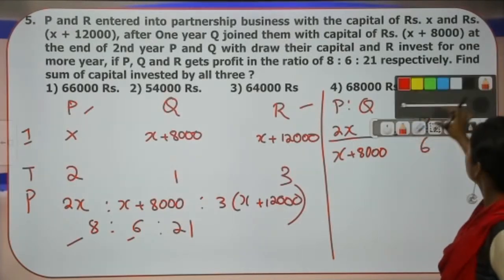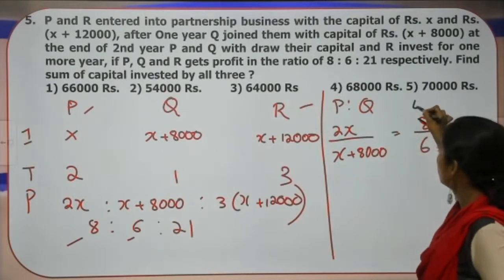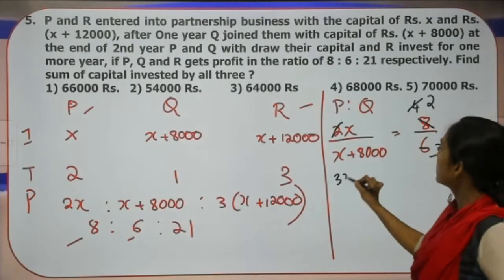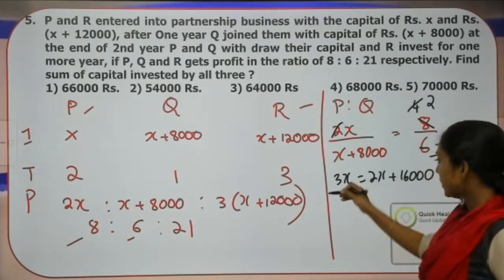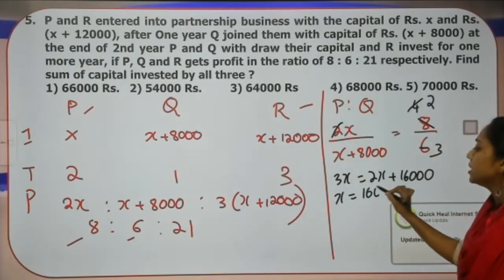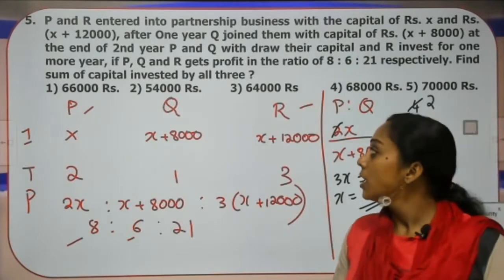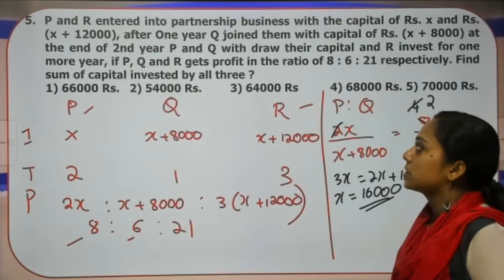Okay, now I am going to simplify this. So this will be, I am cancelling with 2. So this is 4, 3, again with 2, this is 2, now cross multiply this. 3x is equal to 2x plus 16,000 and you will get x is equal to 16,000. So the value of x is 16,000 and what is our question? Our question is to find out the sum of the capital invested by all the 3.